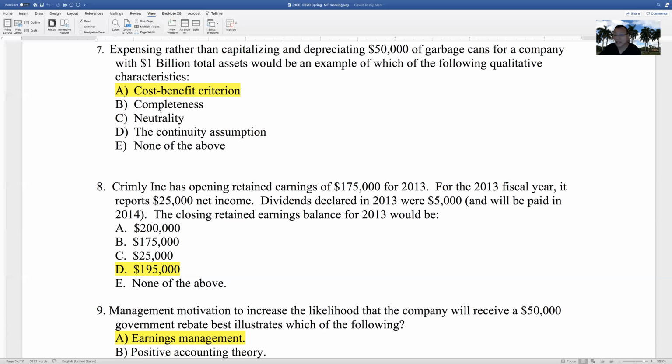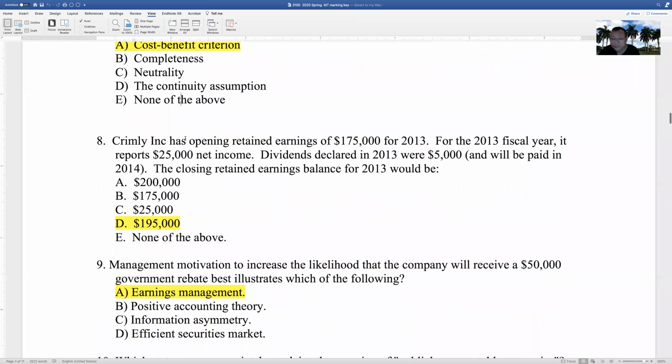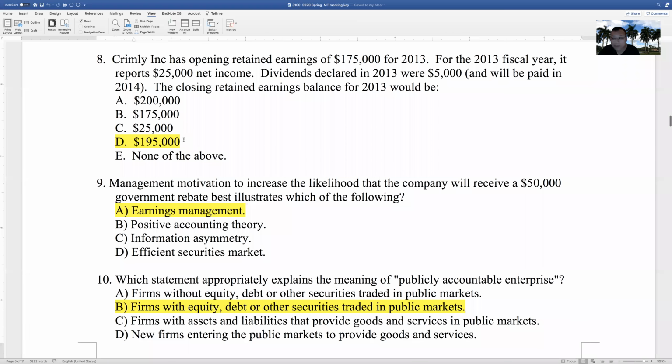B, completeness and neutrality. This is really about representational faithfulness, right? Representational faithfulness. Okay, that's number 7. Number 8.